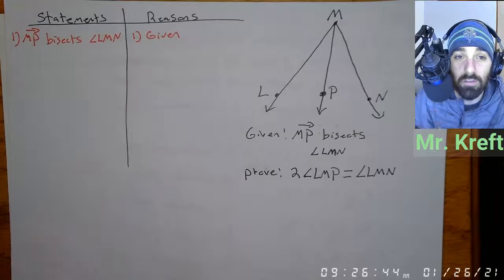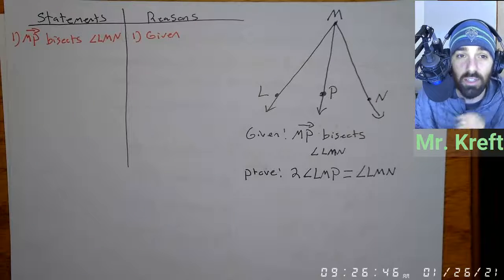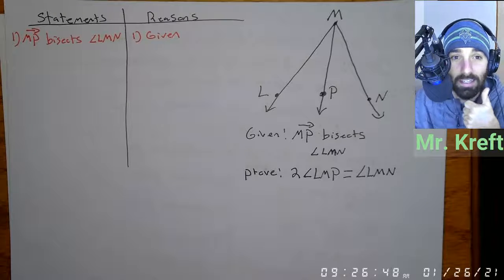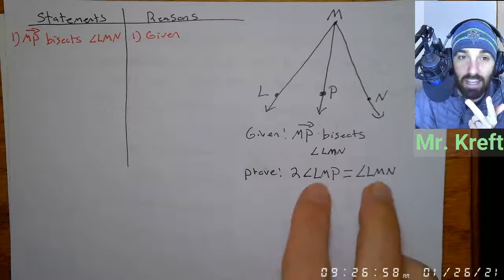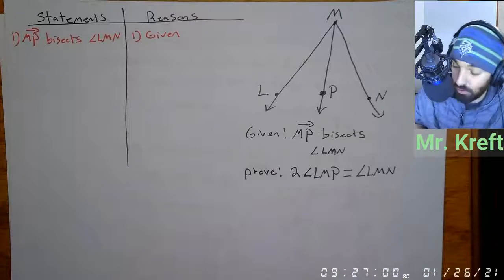So for me, my first thing that I want to do is, one, I want to get at least one equation, and two, I need to get an equation that has LMP in it and LMN. Okay, so I need an equation that has these in it. So that's what I'm going to do.